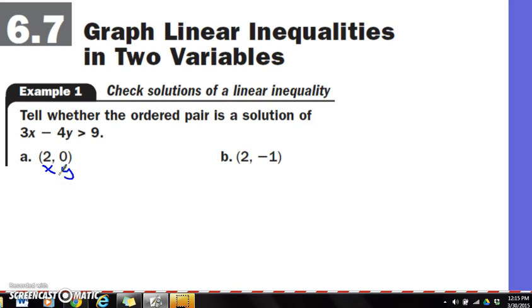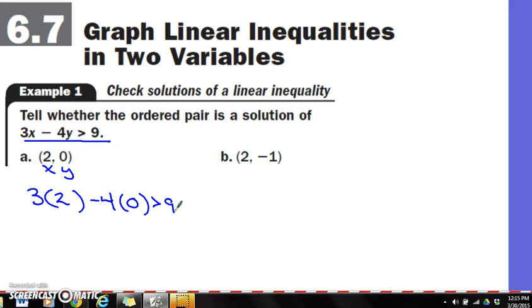And if it's true, it's a solution. If it's not true, it is not a solution. So you take the equation up here, 3x minus 4y is greater than 9. The x is what value? 2. So you plug in a 2. You put minus 4, and 4 times y, what is y? 0. 0 is greater than 9.